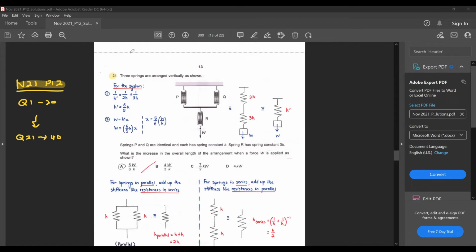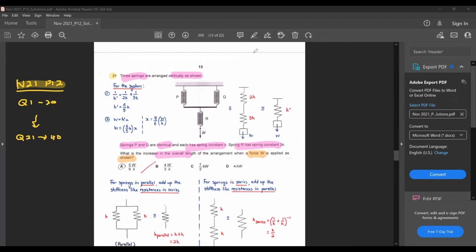Here, they tell you that you have 3 springs that are arranged vertically as shown. Springs P and Q are identical and each has a spring constant of K. Spring R has a spring constant of 3K. What will be the increase in overall length of the arrangement when a force W is applied as shown?